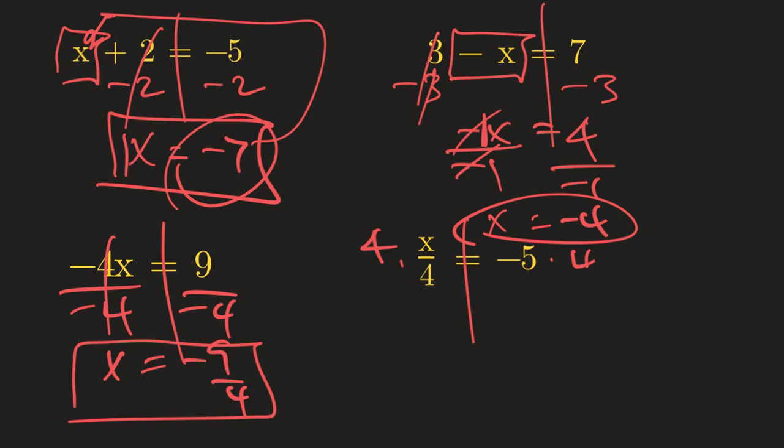And what happens here? The 4's gone. There's your x. Isolated the x, it's a positive 1x.